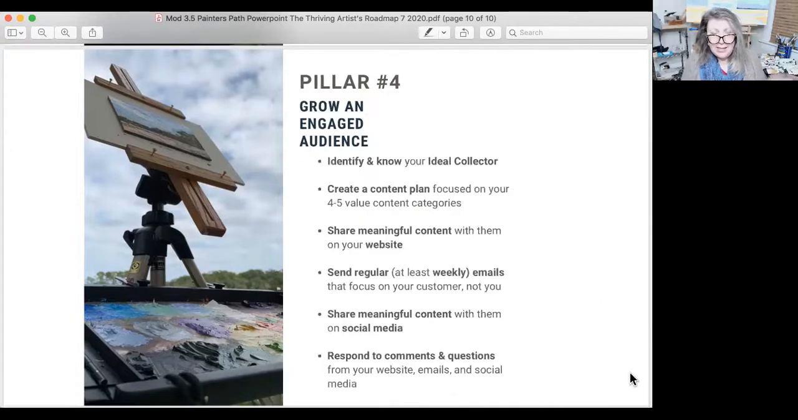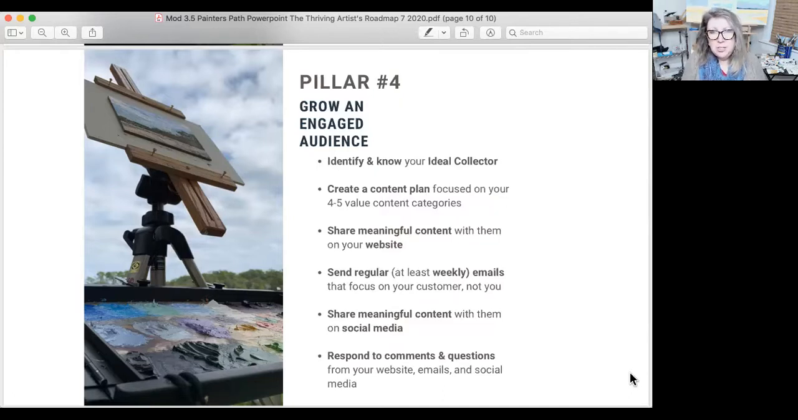So let's go through these 6 things one last time, and then I want you to dive into the workbook. So you're going to work on identifying and knowing your ideal collector, on creating a content plan. Then you're going to share meaningful content on your website, in emails, and on social media. That's where we're going to use that platform. Then last but not least, you're going to engage. And you're going to engage with your heart. You're going to respond, you're going to reply, you're going to engage. And this is how you'll make those real, actual collectors appear.